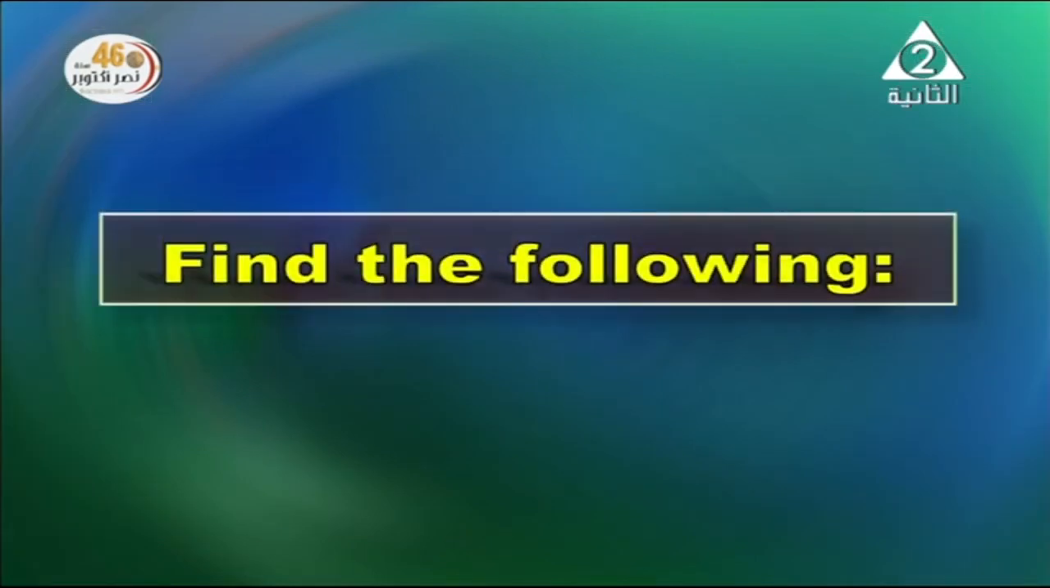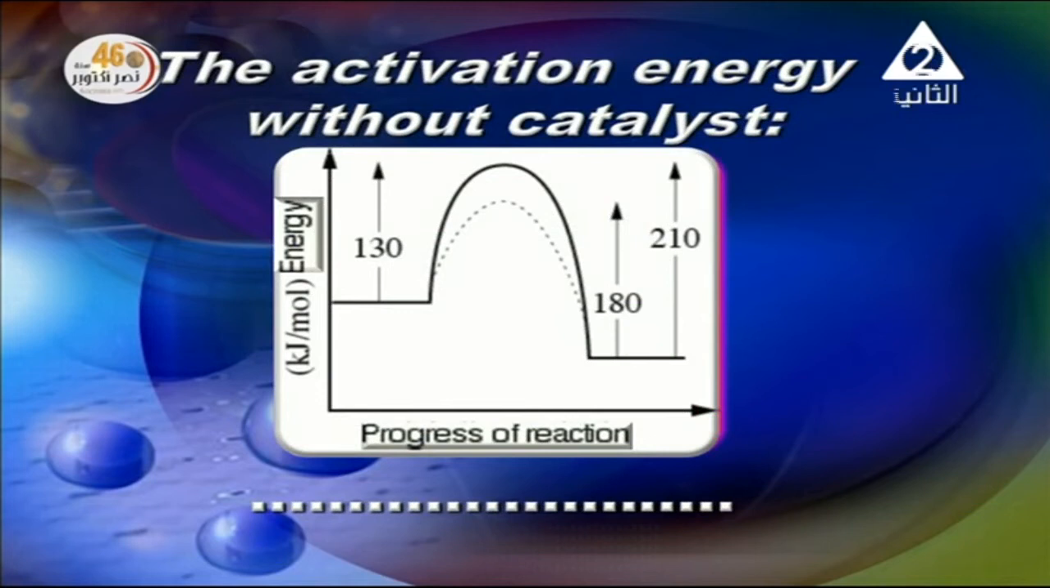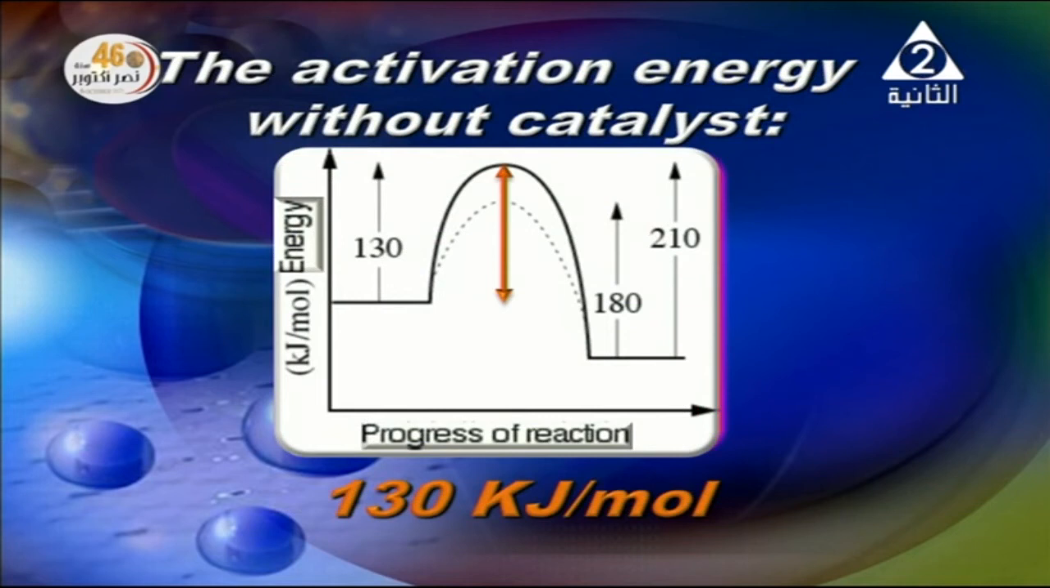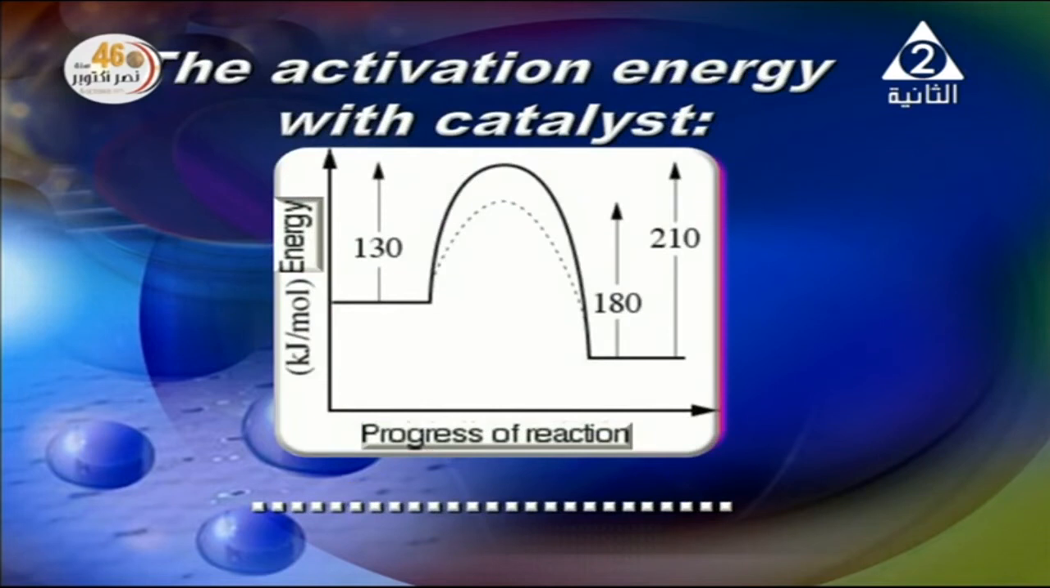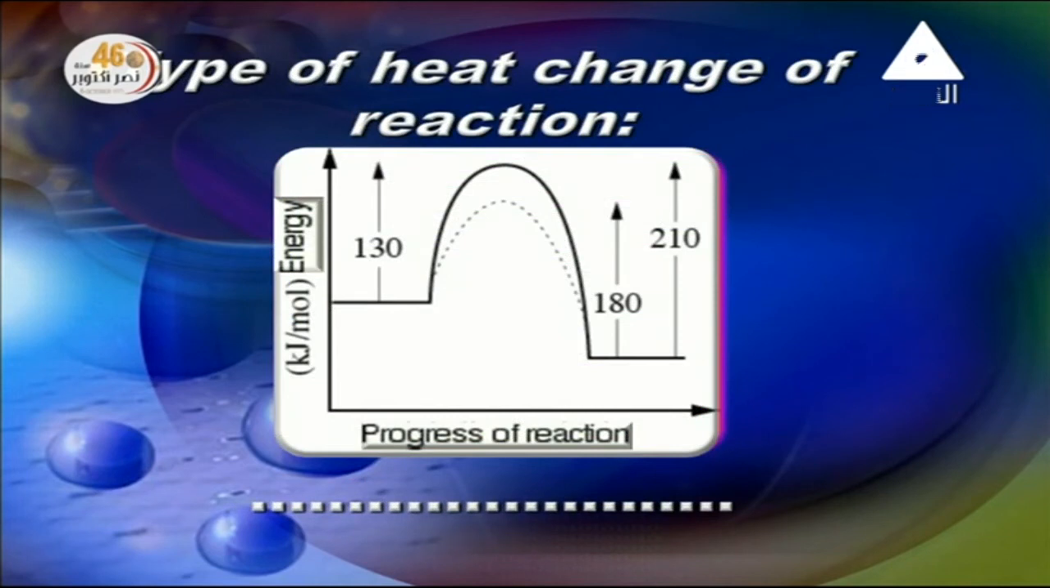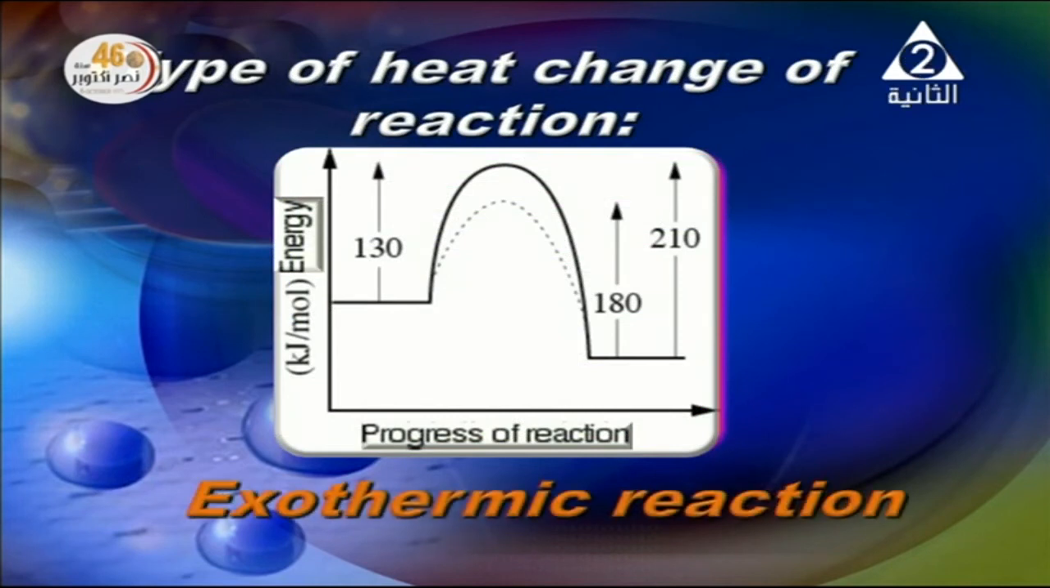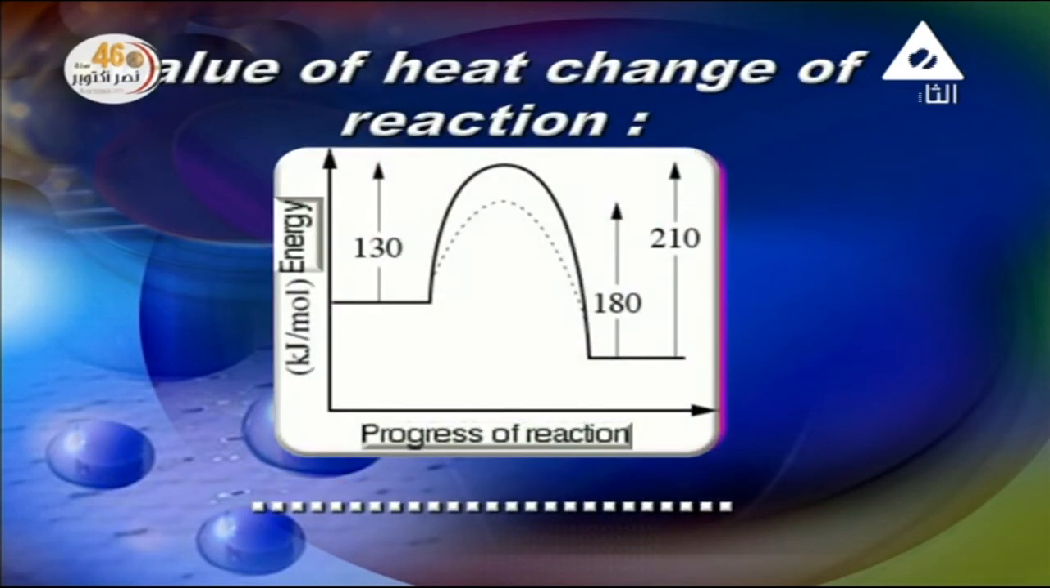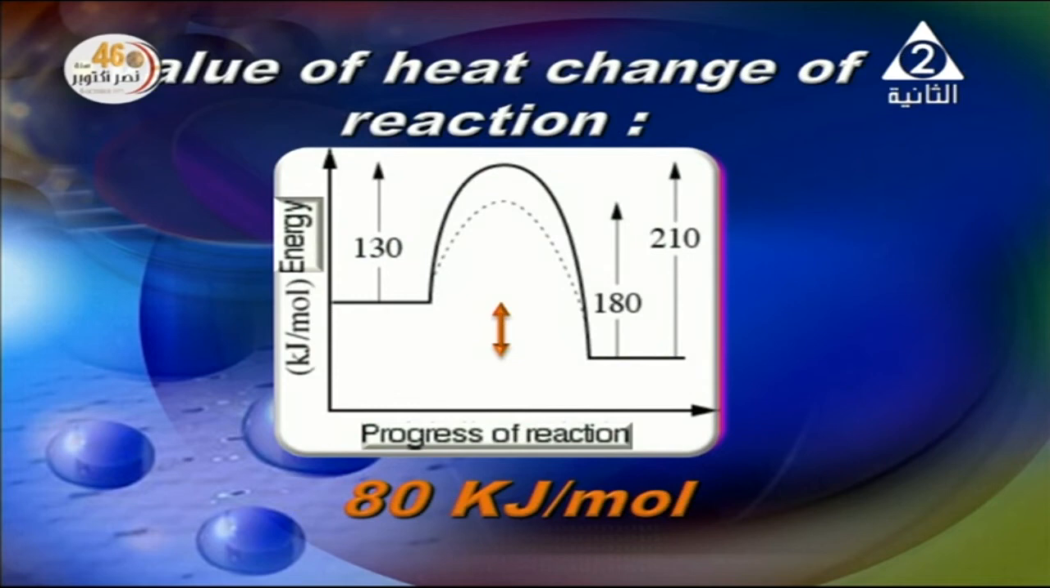So find the following: the activation energy without catalyst. As shown on the screen, here the activation energy without catalyst is 130 kilojoule per mole. And the activation energy with catalyst, as shown on the screen, is 100 kilojoule per mole. And the type of the heat exchange of the reaction is exothermic, as the heat content of reactant is higher than the heat content of product. And the value of the heat exchange of the reaction, which is the difference between the heat content of reactant and the product, is 80 kilojoule per mole.